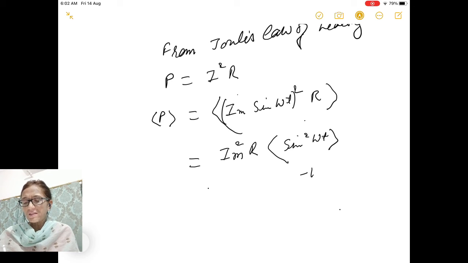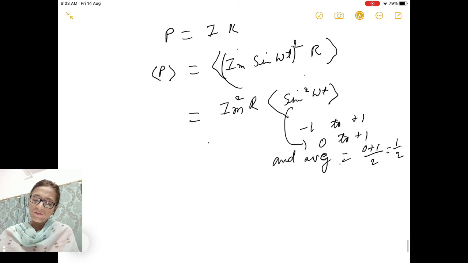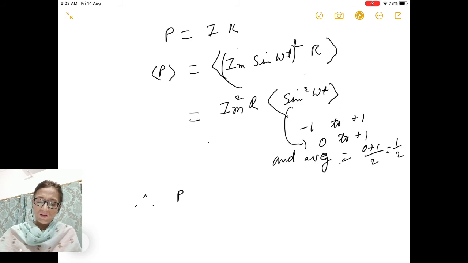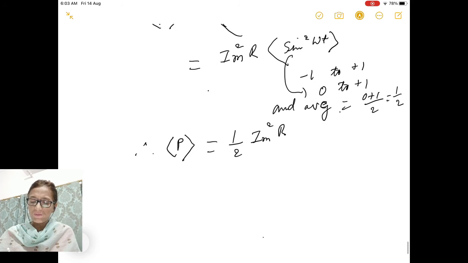Sine theta varies from -1 to +1, but the square of sine theta varies from 0 to +1 only, and the average of this value can be equal to 0 plus 1 upon 2, that is 1 by 2. So the average of this value is only half. Your average P in alternating current becomes equal to half of current amplitude square into R.